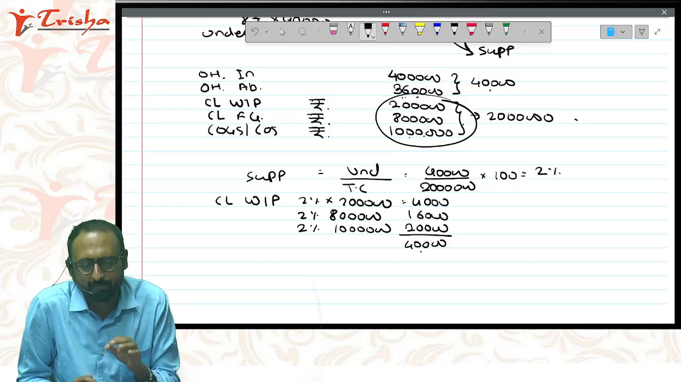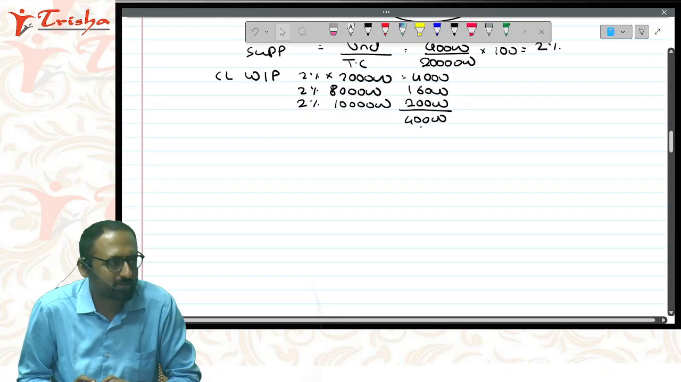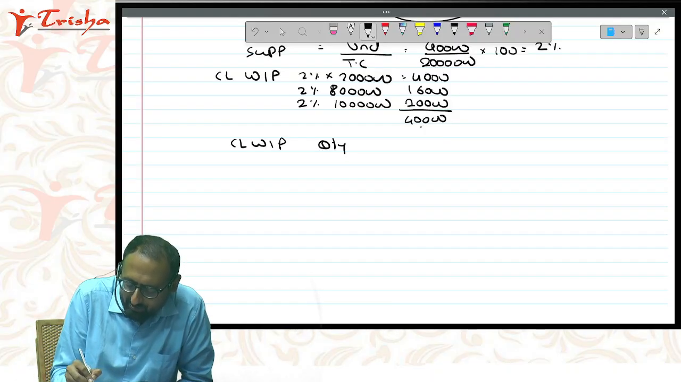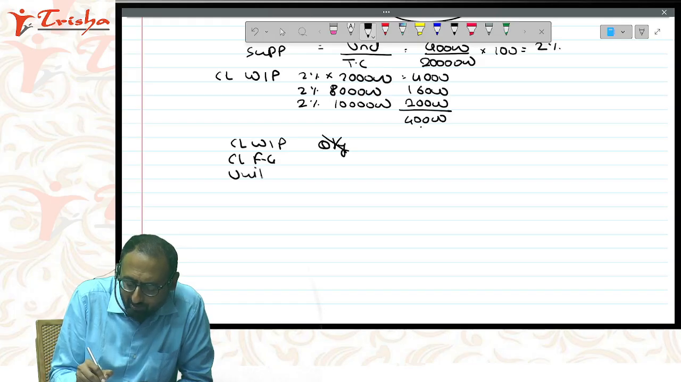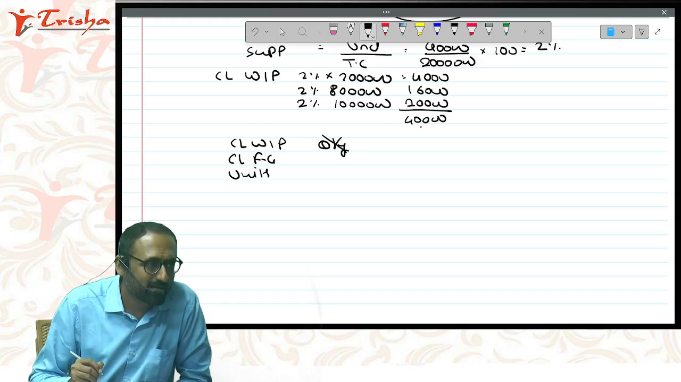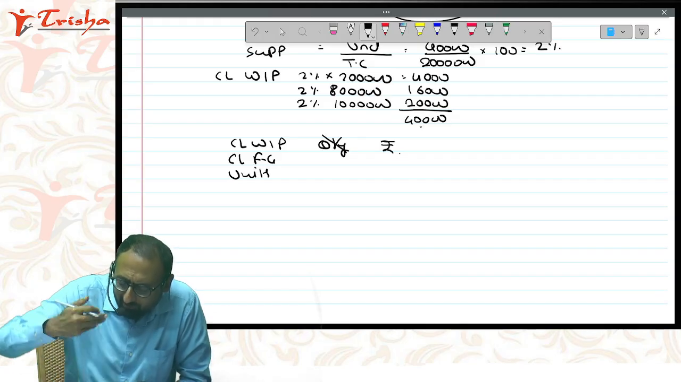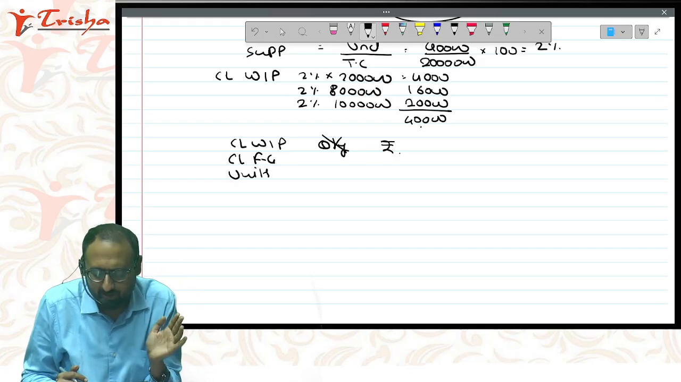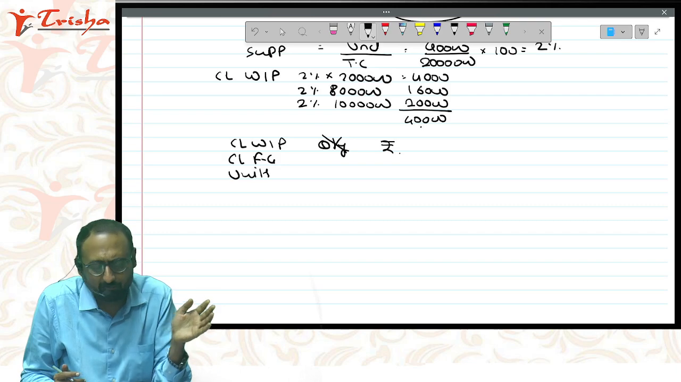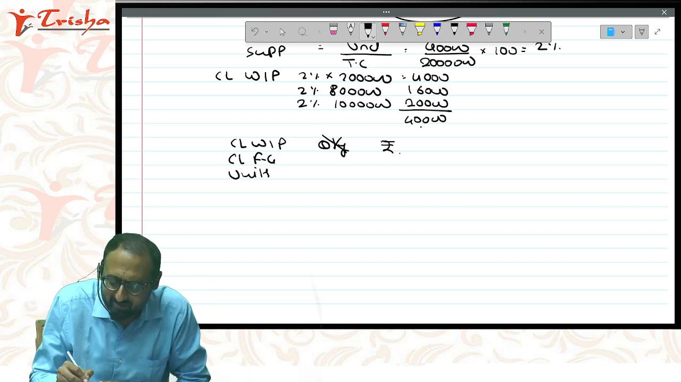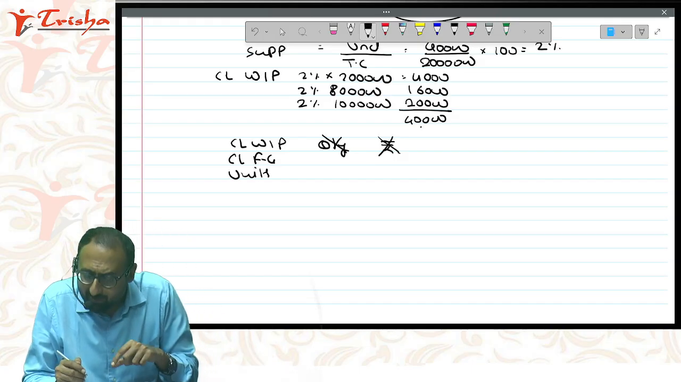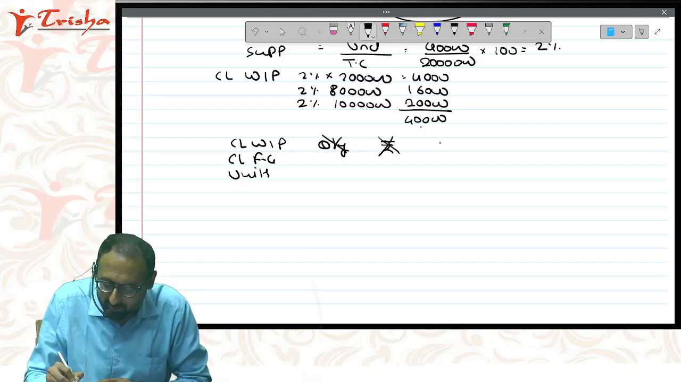And the last situation of under absorption or over absorption is that closing stock of WIP quantity is not given. Closing stock of finished goods quantity, not given. Units sold quantity, not given. And as in the previous example, rupee terms are also not given: closing stock of WIP, finished goods, and units sold, rupee terms not given. In such a situation, in the question you will be given labor hours included in closing stock of WIP, suppose 5,000.